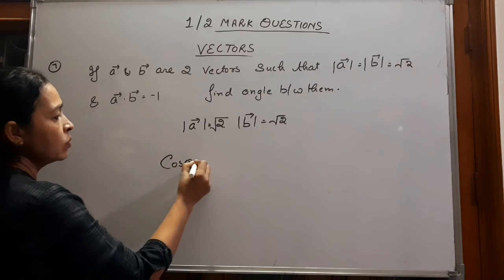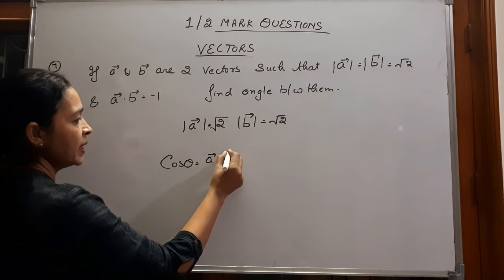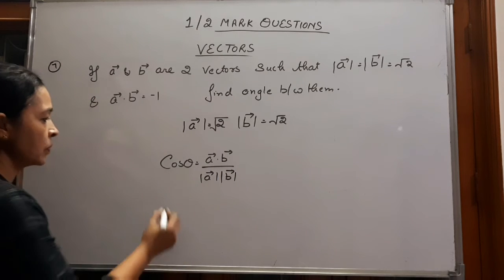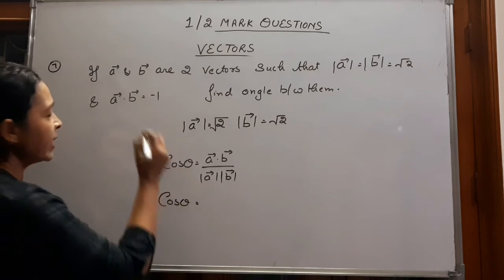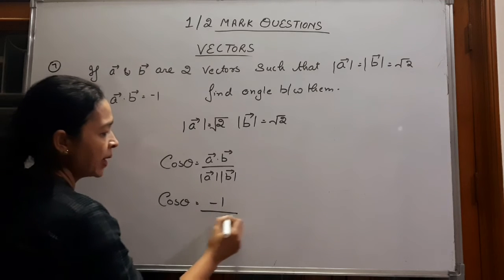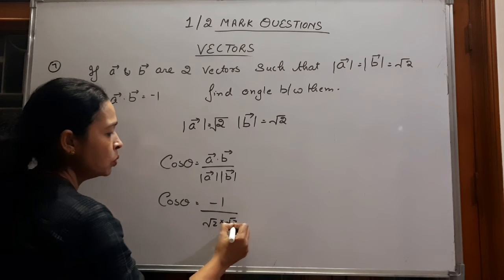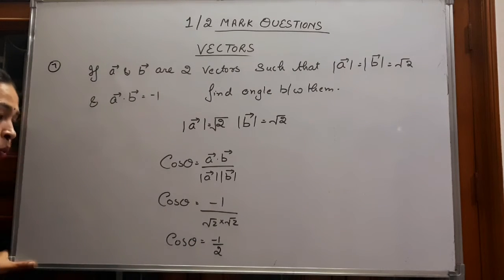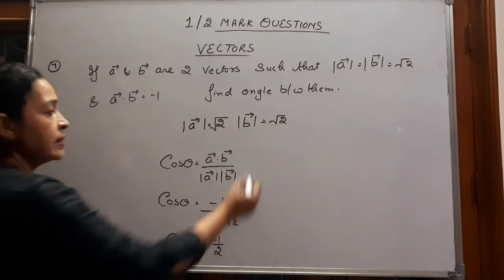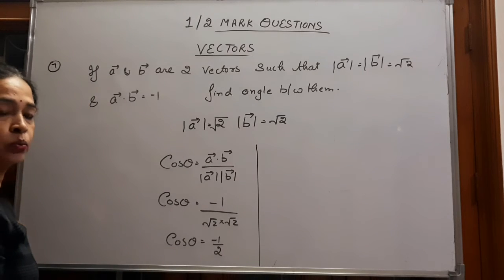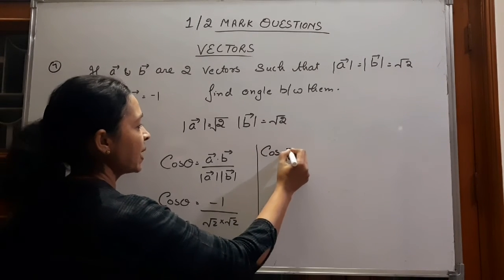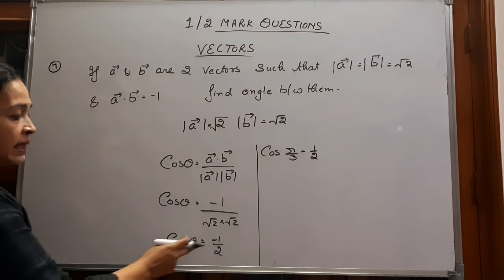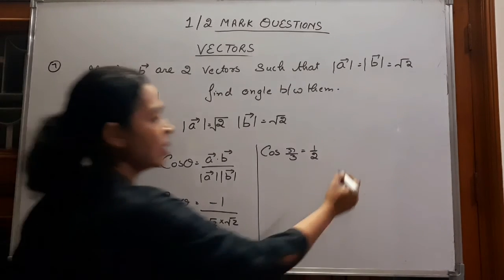Now we have cos theta equals vector A dot vector B upon magnitude of vector A into magnitude of vector B. Cos theta equals vector A dot vector B is given, minus 1 by root 2 into root 2. Cos theta is minus 1 by 2. Now cos 60 is 1 by 2. Cos pi by 3 is 1 by 2. We have cos theta is minus 1 by 2.